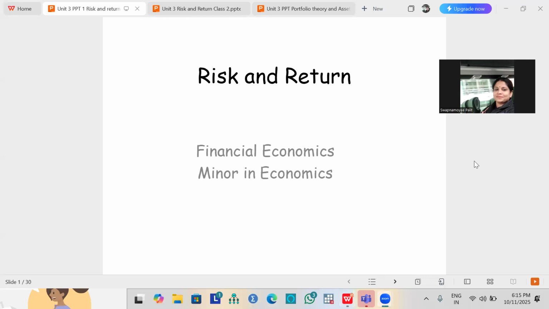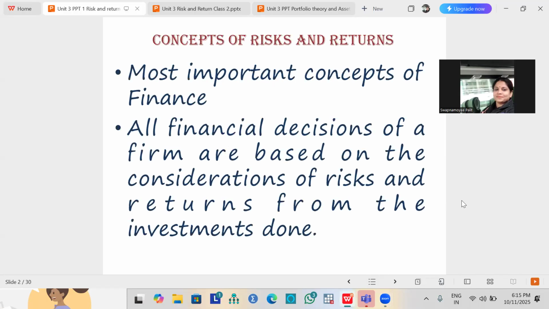Okay, so let us start with risk and return. This is the next chapter, unit 3, where we are going to know about the risk and return to a single asset, and then we'll calculate the risk and return to the whole portfolio. So risk and return, as you can understand.